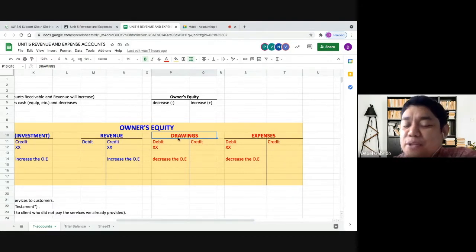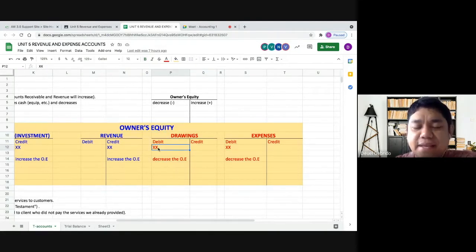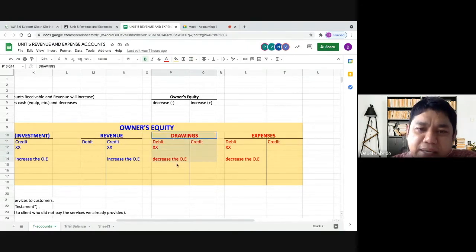Okay, any amount of money, guys, because we know that if you are the owner of the business, sometimes you are not included in the paycheck. Sometimes, right? Because you are the owner. So what you normally do is withdraw money from your business for your allowance, for your expenses, for personal use. If money is being withdrawn from your account, of course your OE will decrease, and you put it on the debit side. Again, this is money that you use for personal use.